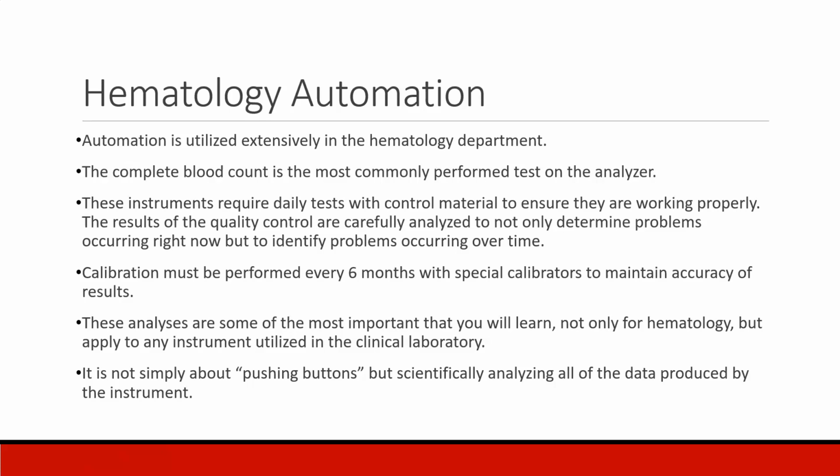A calibration must be performed every 6 months with special calibrators to maintain accuracy of results, because over time our analyzers, due to just use of the instrument, can kind of trend out of whack. So the calibrators bring it back into whack to where the results once again are as accurate as we can make them. These analyses are some of the most important that you will learn, not only for hematology, but these types of procedures, quality control and calibration, apply to any instrument utilized in the clinical laboratory.